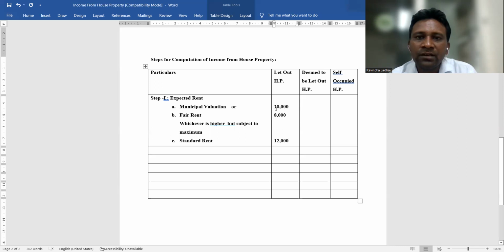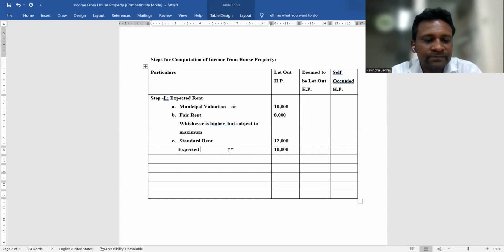So just compare the rupees 10,000 and 12,000. After comparing these, we know that 10,000 is not more than 12,000. That means it is subject to maximum. Okay, so in this case, 10,000 is our final answer, that is expected rent. This is our expected rent.